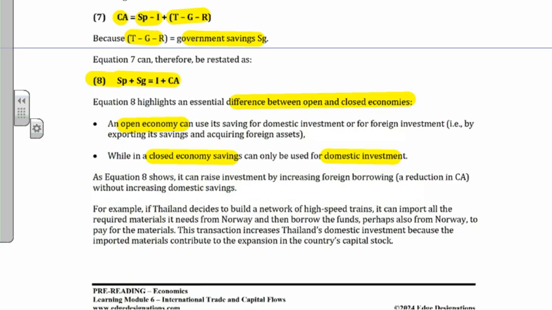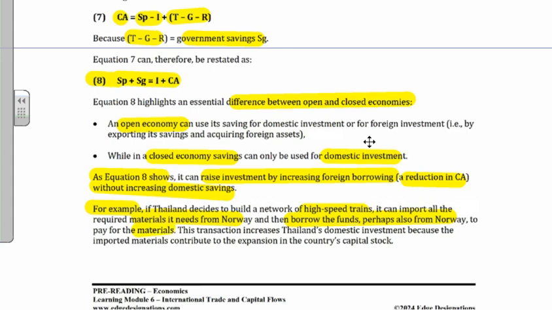Okay, equation 8 shows us we can raise investment by increasing foreign borrowing. What will that do? It'll reduce your current account without having to increase domestic savings. Let's have a quick look at a nice example, too nice to pass up. For example, if Thailand decides to build a network of high-speed trains, look what it can do if it's an open economy. It can import all the materials, let's say from Norway, but it doesn't have money to pay for them, so it can borrow money also from Norway to pay for the materials.